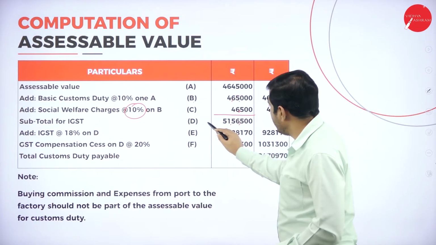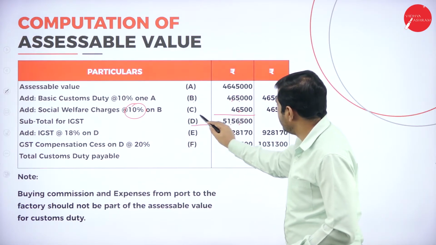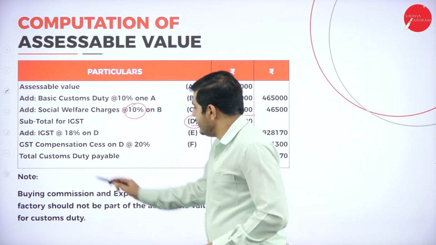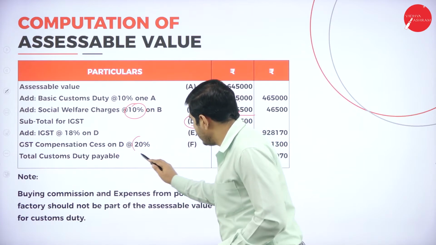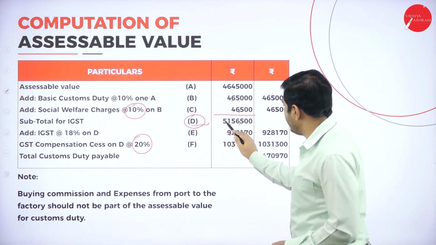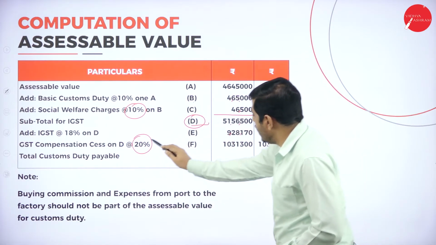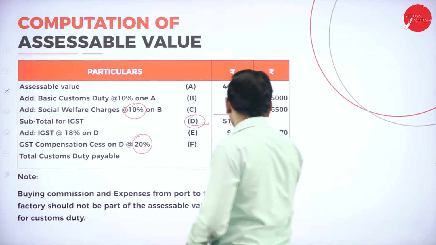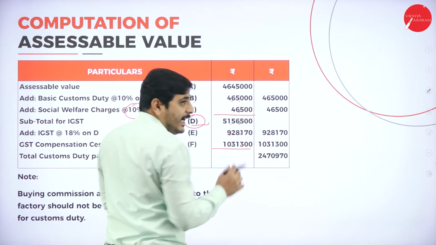So on the subtotal, on D, we should calculate the 18% GST. Then GST compensation cess 20% again on this amount. 51,56,500 into 20% will get 10,31,300.